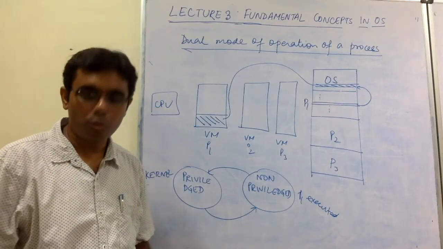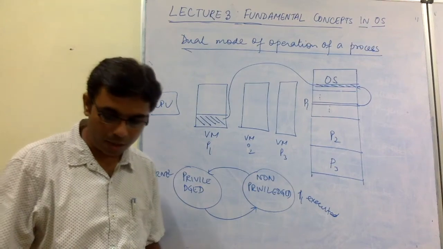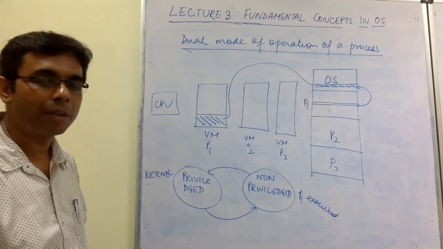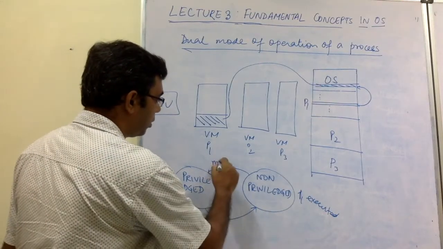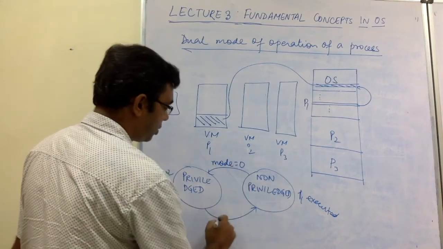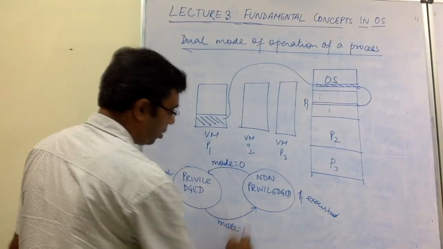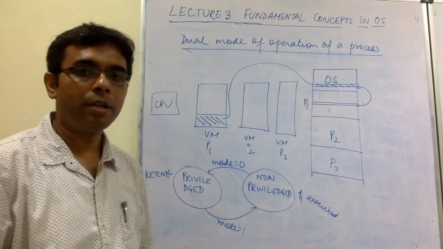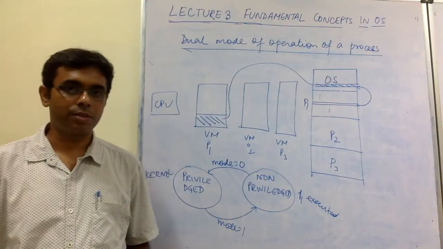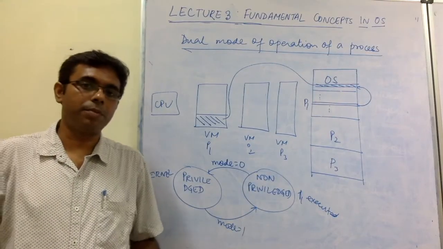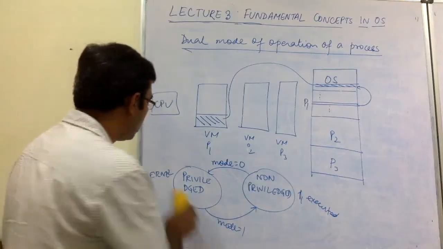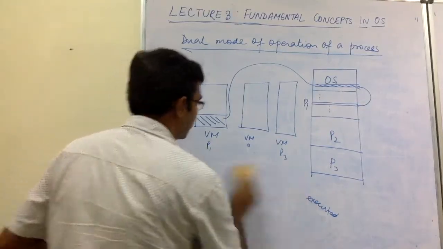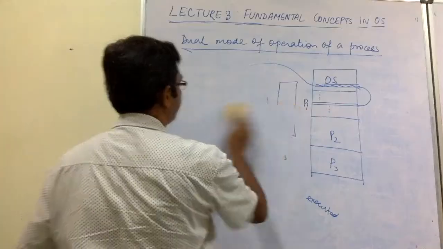So this is a dual mode of operation, and the hardware also participates in that by changing its mode, and the moment the OS code runs, the CPU becomes privileged and it executes in the privileged mode. So this is how the dual mode of operation of an OS takes place.